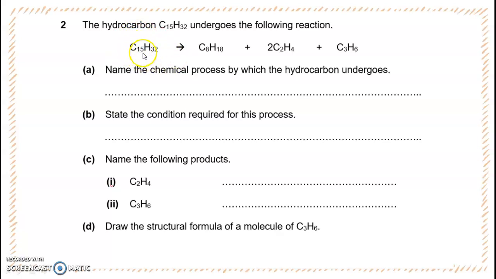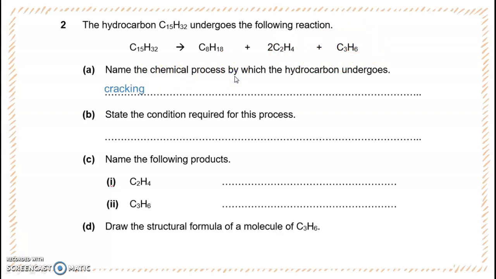For myself, I'll remember the alkene formula, CnH2n, because it's easier. Since it's not CnH2n, it means that it's an alkane. It is broken down into 3 other smaller hydrocarbons. What is this chemical process? It should be cracking.